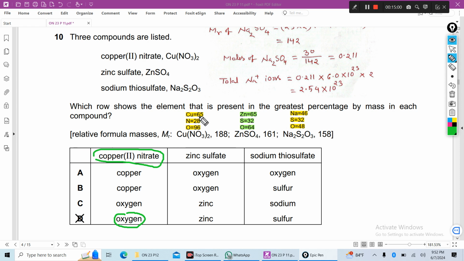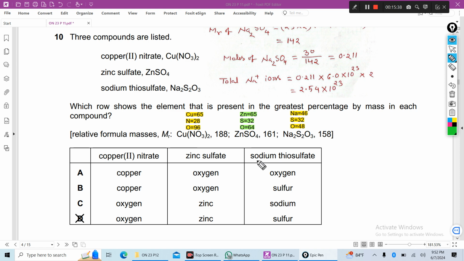Why? You see, copper 2 nitrate, copper 65 gram, nitrogen 28, 2 nitrogen atoms, oxygen 6 atoms, so 16 times 6, 96. Oxygen mass is more, so the percentage of oxygen is greatest. Now zinc sulfate. If you count zinc sulfate, zinc 65 gram, sulfur 32 gram, oxygen 64. So the percentage of zinc will be greatest.